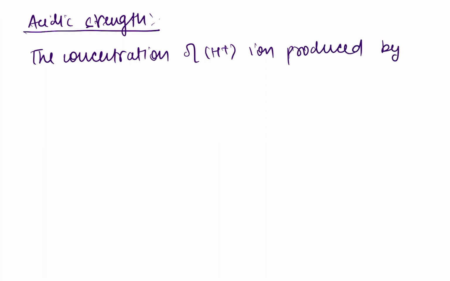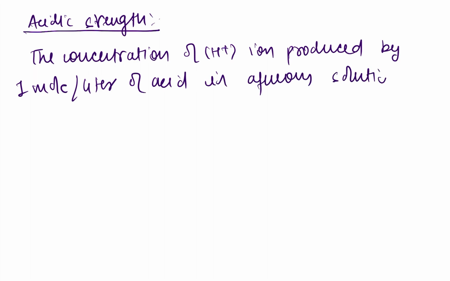Now, what is acidic strength? It is the concentration of H plus ion produced by 1 mole per liter of acid in aqueous solution. So if we have formic acid, HC double bond OH, and we have acetic acid, which will give more H plus?